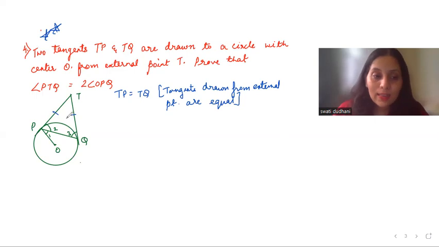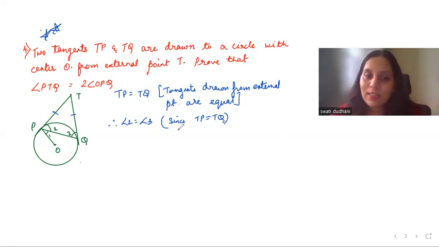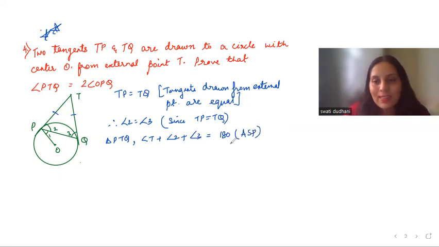If I consider triangle TPQ, if my sides are equal, their opposite angles will be equal. Therefore, angle 2 is equal to angle 3, since TP is equal to TQ. In an isosceles triangle, if two sides are equal, their opposite angles will also be equal. Now let us consider triangle PTQ. We know the angle sum property: the sum of all the angles is 180. So angle T plus 2 plus 3 is equal to 180.